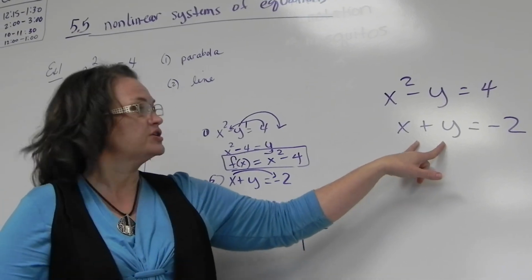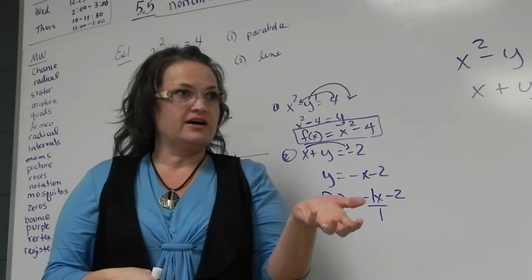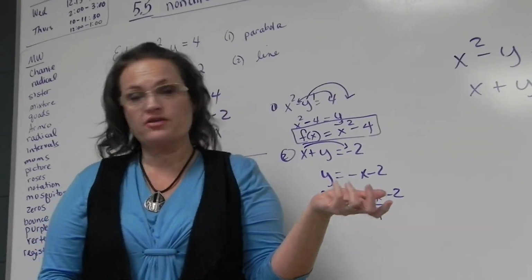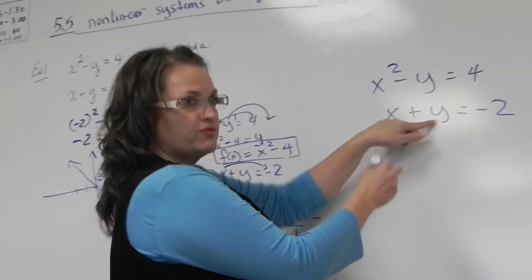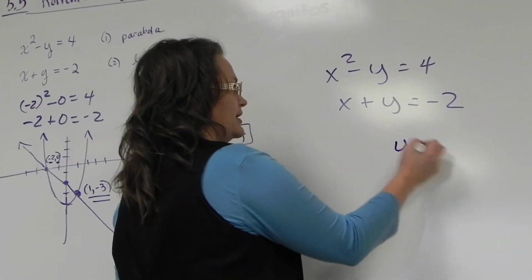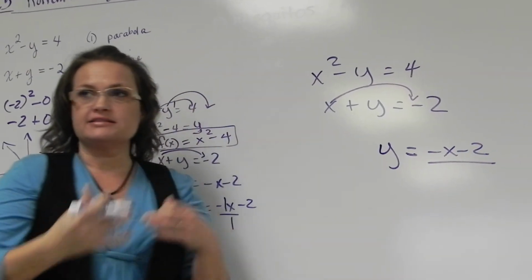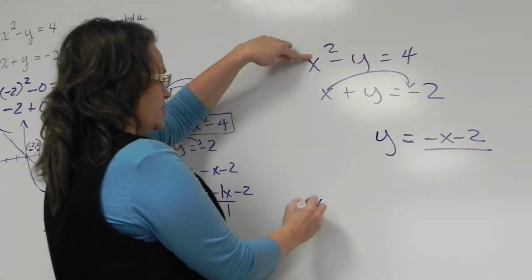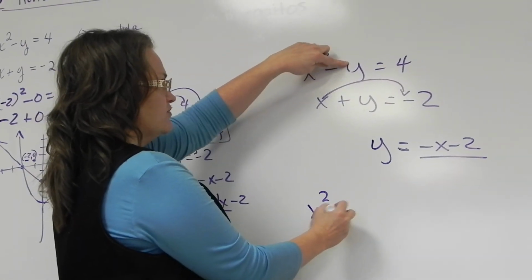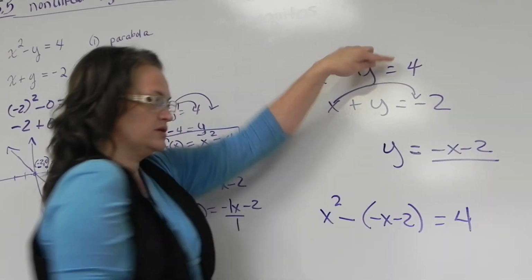Remember substitution, you solve for one of the variables and sub that expression back into the other equation. So following along with my notes, I solved this equation for y. So I made it y equals negative x, throw the 2 across the line. And then I subbed that in for y in the other equation. So it'd be x squared minus, instead of y, I'll have -x minus 2 equals 4.